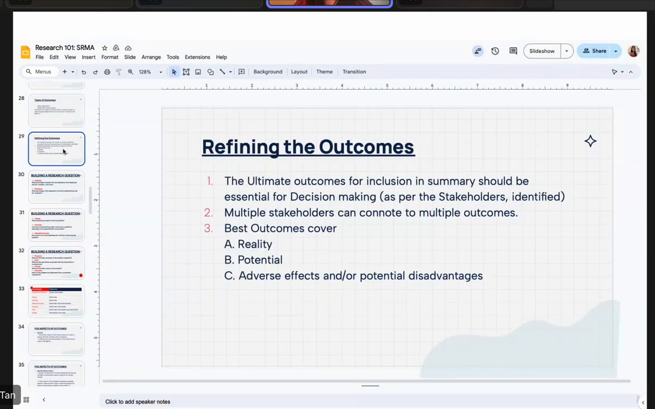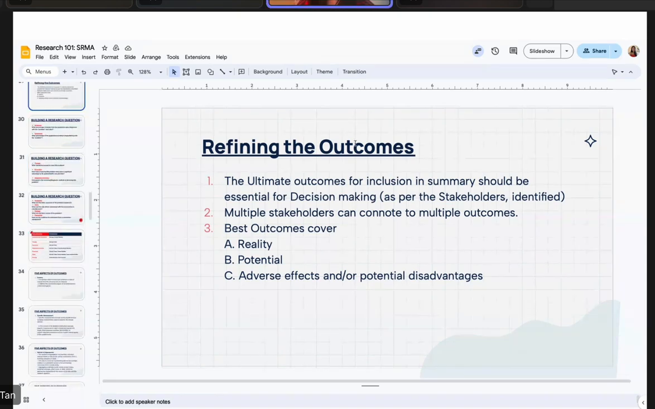Okay, so refining the outcomes. The ultimate outcomes for inclusion in summary should be essential for decision making, as per the stakeholders identified. Multiple stakeholders can connote to multiple outcomes. The best outcomes cover reality, potential, and adverse effects and/or potential disadvantages. So what this means is, in reality, for example, say this drug slows down the cancer progression. And the potential would be, does it have potential to minimize the cancer cells and kill them? Can the drug do that? And adverse effects may be nausea and vomiting, or dizziness, or weight loss. So these are things that you want to look at as well. And so you have to choose what you think is most important for your research question, and then you'll do your protocol, and you need to stick to your protocol to the T.